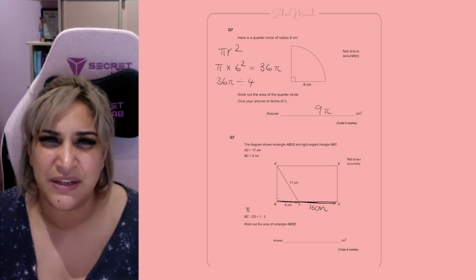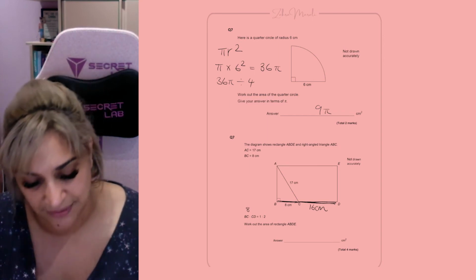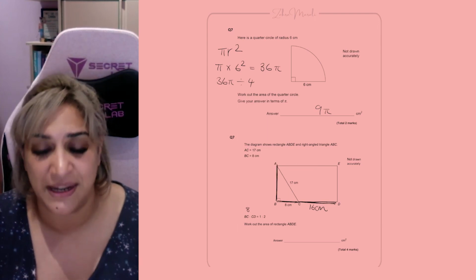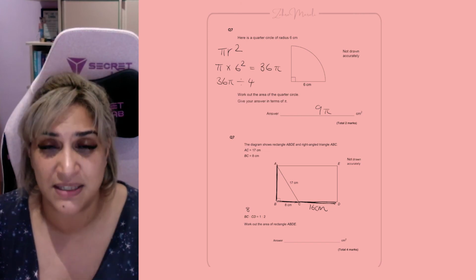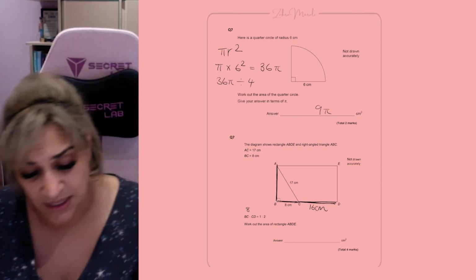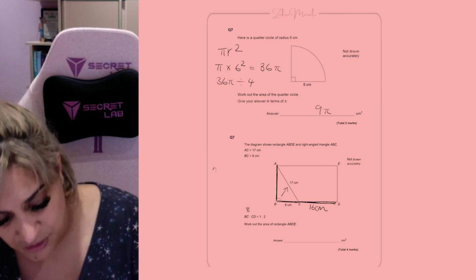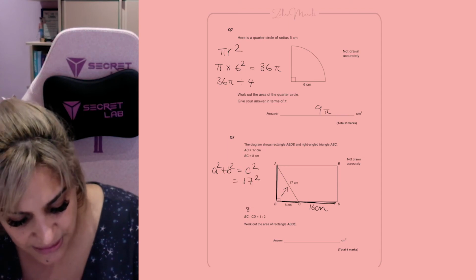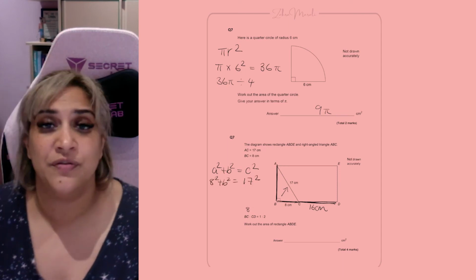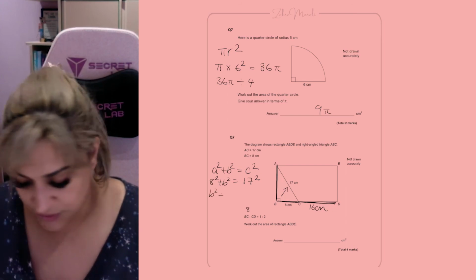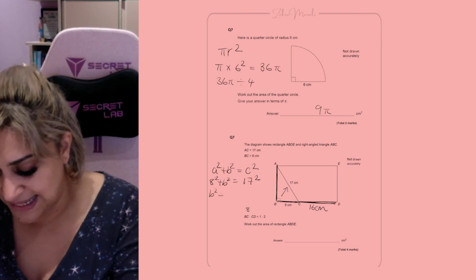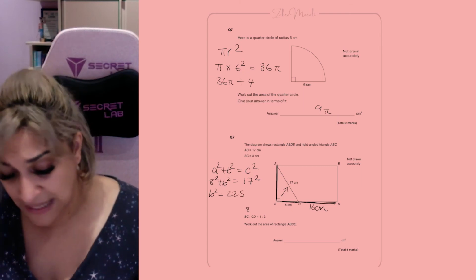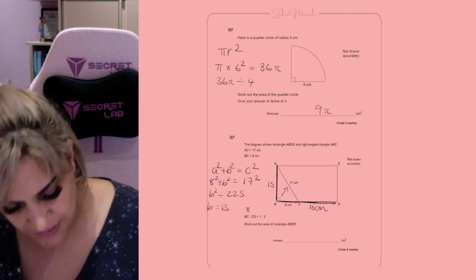We still don't have enough information to work out the area, because we need this height as well. But hopefully you recognize from the last session when we looked at Pythagoras, this is the hypotenuse. So a squared plus b squared equals c squared. We know c squared is 17, and we want to find one of the other sides. So 17 squared minus 8 squared gives 225. Take the square root of that and you get 15. So this is 15.